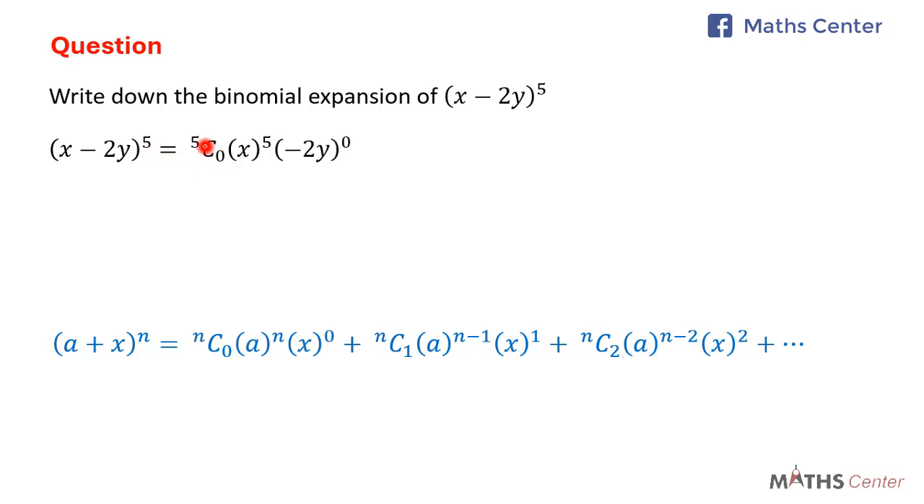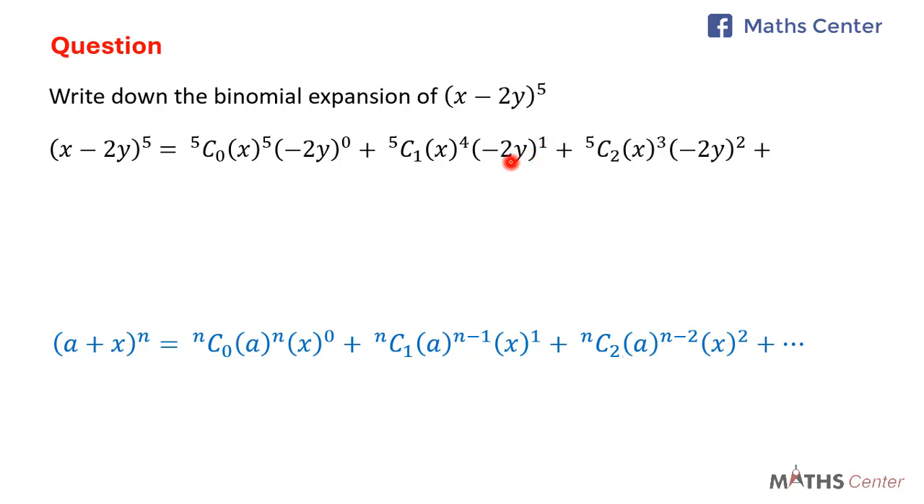So for the first term, you are going to have 5 combination 0. Then the first term in the expression, which is x, will have an exponent of 5. The second term in the expression, which is negative 2y, will have an exponent of 0. Then in the next term, we will have 5 combination 1. Here, the exponent on x is 5. So in the next term, the exponent on x will reduce by 1. We reduce 5 by 1 and that will be 4. So we have x exponent 4. Then the exponent on negative 2y, which is 0, will increase by 1. So we have negative 2y exponent 1.